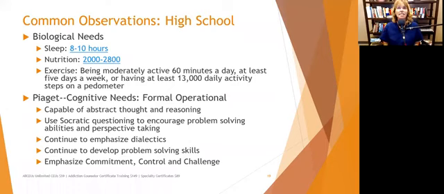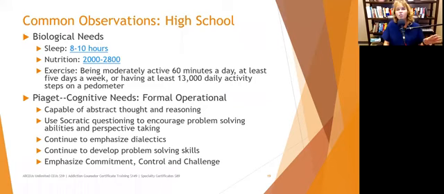Biological needs. In high school, they still need 8 to 10 hours of sleep. Now, I know when I was in high school, I didn't get 8 to 10 hours. I got 6 if I was lucky. And nutritionally, 2,000 to 2,800 calories per day. They need to be moderately active 60 minutes a day or have at least 13,000 steps on their pedometer.